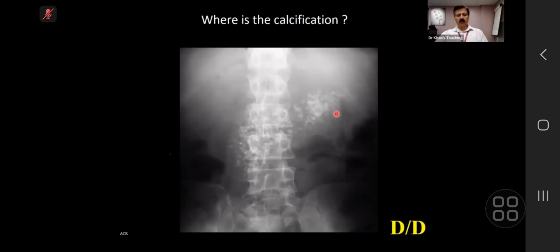Yes, sir. So the calcification is seen in the pancreatic region. That's the pancreatic calcification. Excellent. Because of time factor, I'll carry on. So if you see this calcification, it is classical, a calcification which goes over the spine, classical for pancreatic calcification.